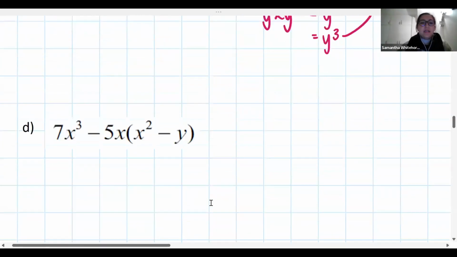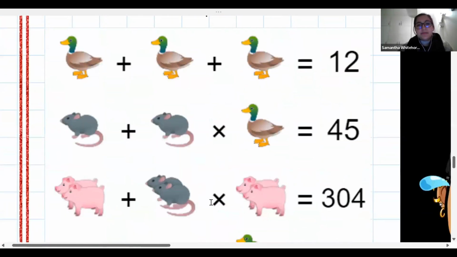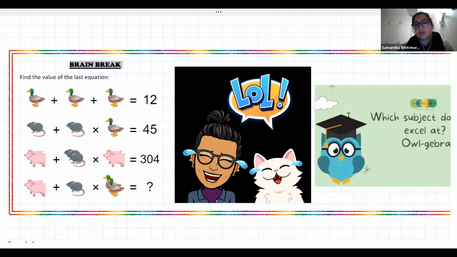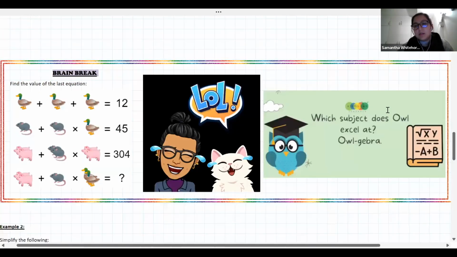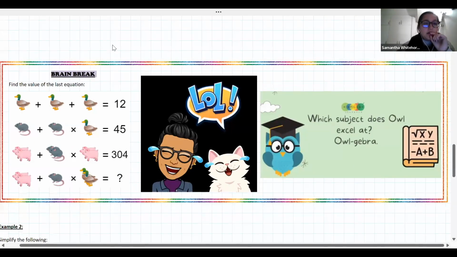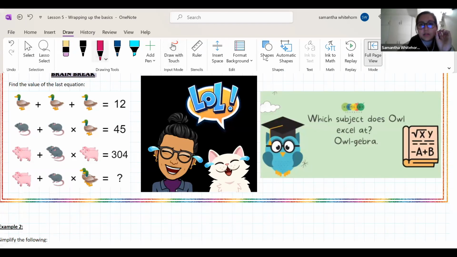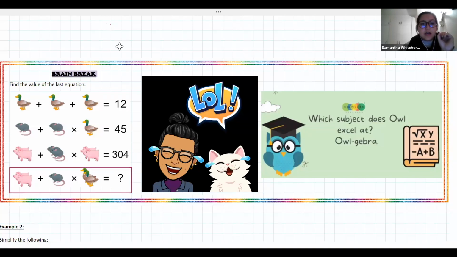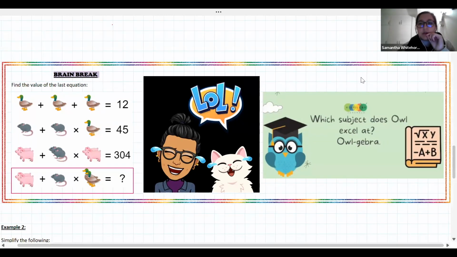Right, sweet peas. Brain break time. So remember, we are looking for something in the brain break. So just so we're all clear, I want the value of this last equation down here. You need to find the value of the duck, the mouse, and the pigs in order to work that out. So give it a try. The first person who puts the right answer on the chat is going to explain it to us.